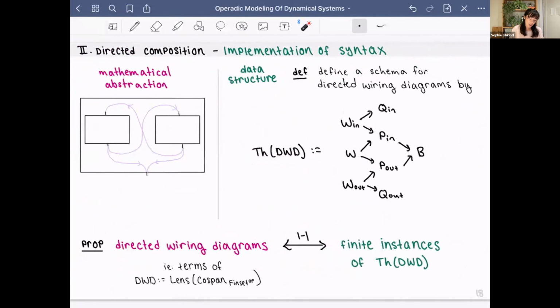And now to move on to the implementation side. Again, the first thing we want to do is to represent our diagram of systems, or the terms of our operad, which look like these. So again, we're going to give a schema called the theory of directed wiring diagrams. And we have this proposition that we have a one-to-one correspondence between the mathematics of the directed wiring diagrams, the terms of our operad, and on the right-hand side, finite instances of this schema.